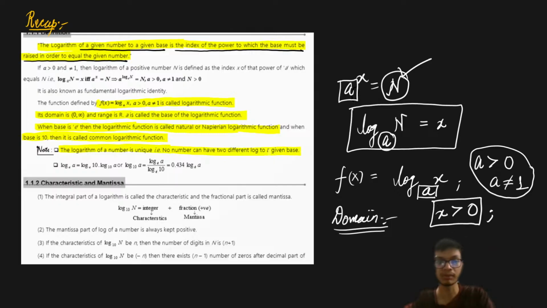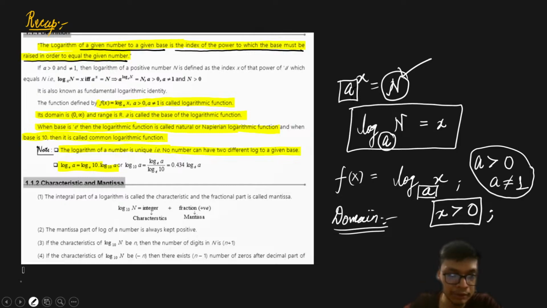Then, the logarithm of a number is unique, that is, no number can have two different log values to a given base. If I have log of a base e, this can also be written as log of 10 base e multiplied with log of a base 10, or log a base 10 is given as log a by log 10 with the given base e. That is called the base changing formula. Now I will discuss this part in the properties itself.